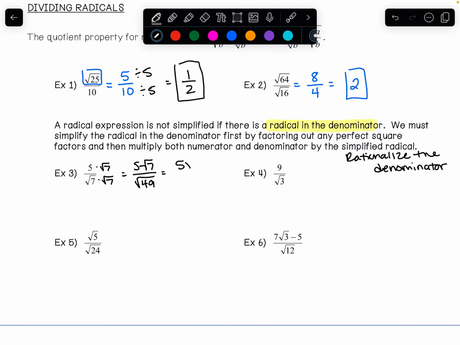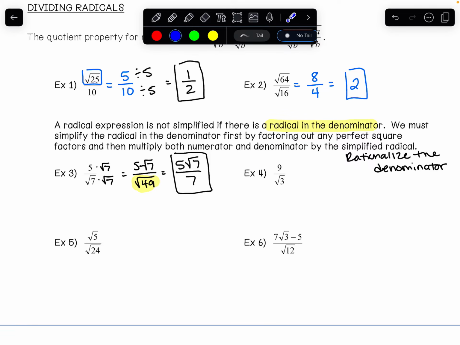So we have 5 square roots of 7. In our denominator, what's the square root of 49? 7. This is our answer. Our denominator has been rationalized. We no longer have a square root in the denominator. Let's try that again with example 4.